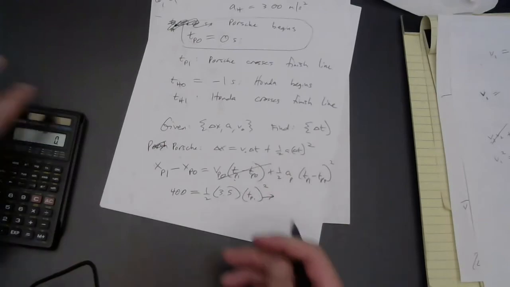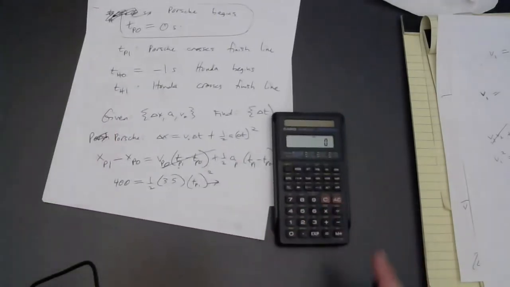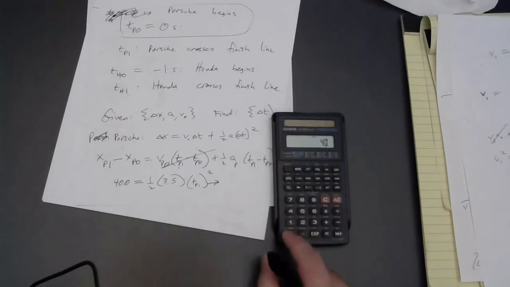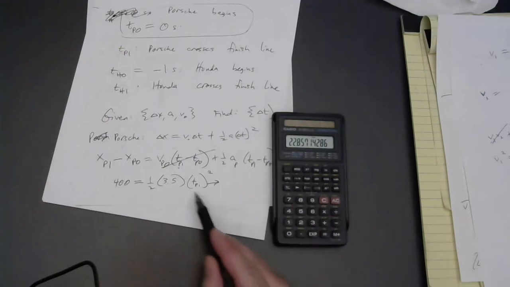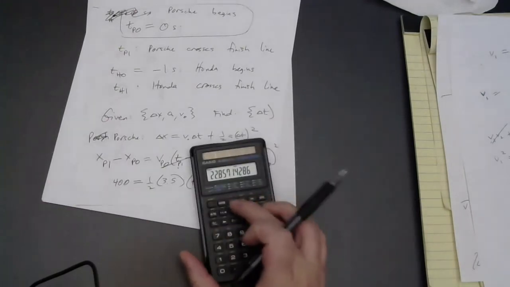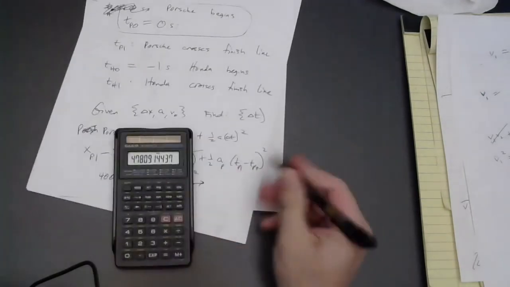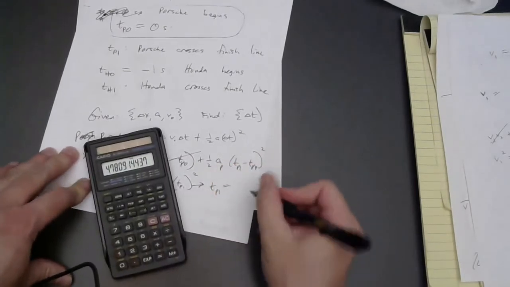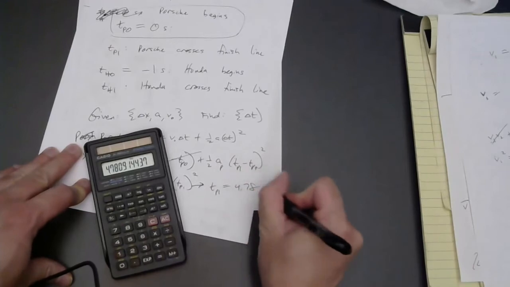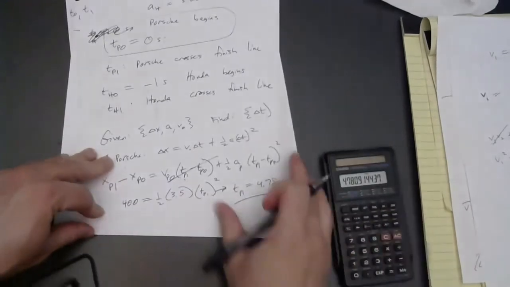And now I just solve for TP1. I'm going to do the algebra in my head. I'll multiply 400 by 2, so 800. And then I'll divide by 3.5. And lastly, I would have to take the square root, right? And I get 4.78 seconds. So the time at which the Porsche crosses the finish line is 4.78 seconds.